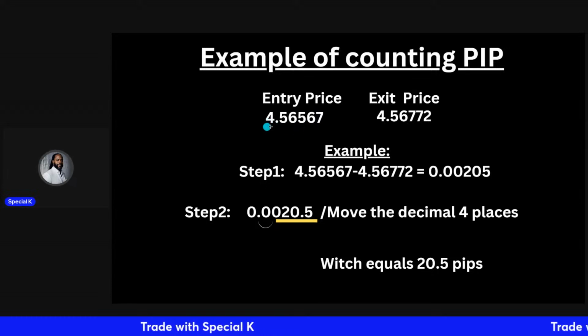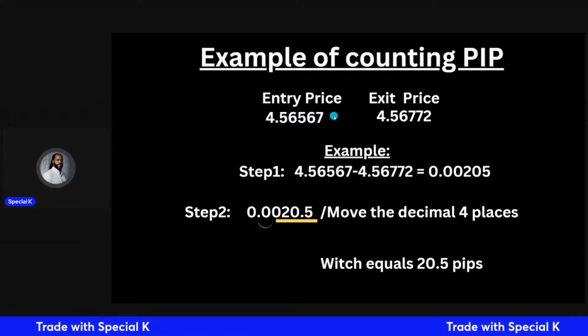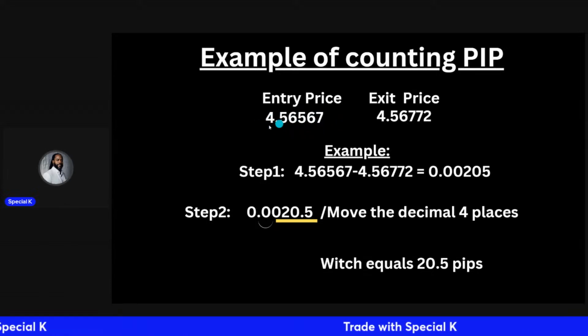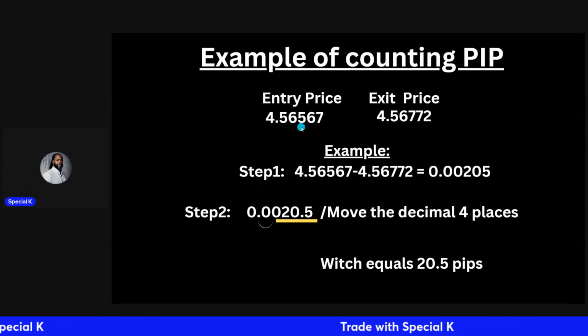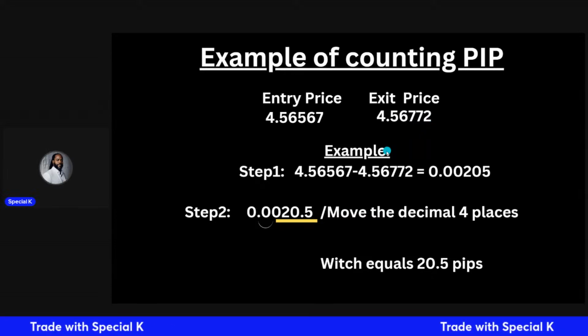So let's say the price is 4.56567. That's the price you entered. Let's say you're entering a trade, and let's say you exit the trade. Say you take profit, for example. Actually, hold on, 4.6. Yeah, that's right. All right, so you take profit at 4.56772. I'm going to show you how to actually figure out how many pips.